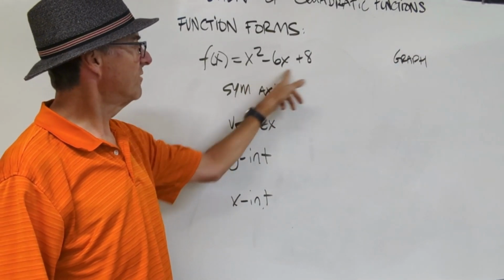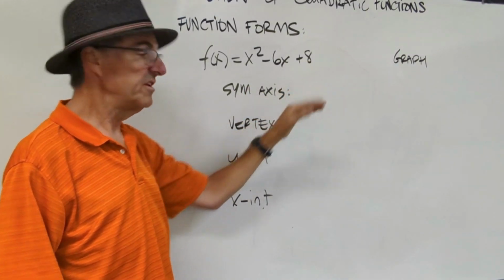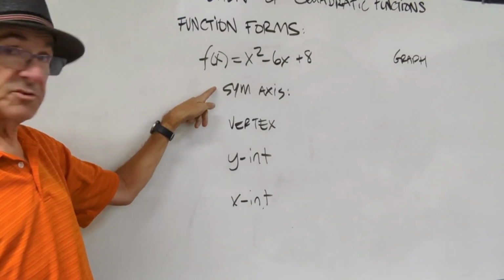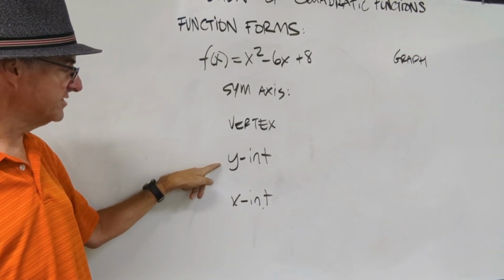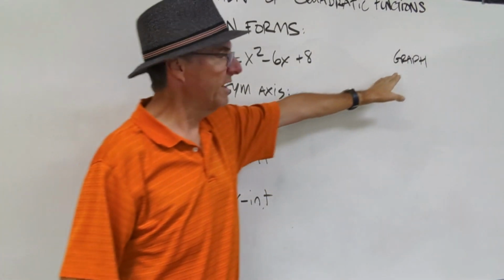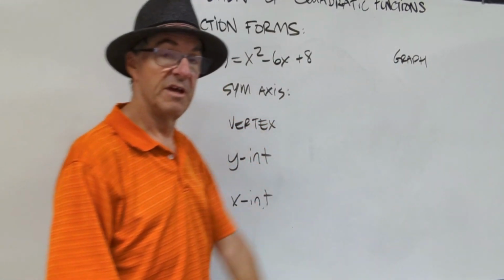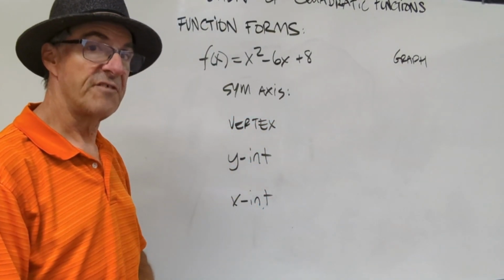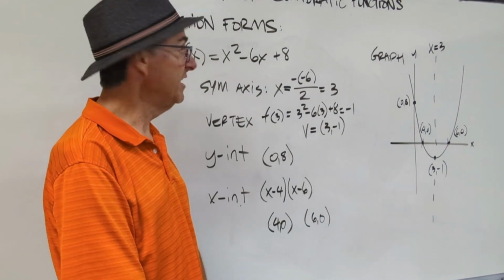All right, a quick practice. Here is a general form quadratic. I want you to pause the video and do this work. Find the symmetry axis, find the vertex, find the y-intercept, find the x-intercepts, and then go ahead and make a graph. And I would say, make that graph a hand graph. Let's see how you did.